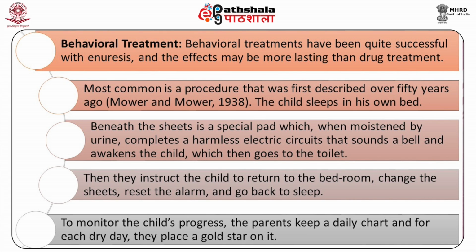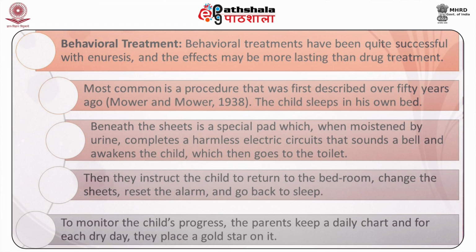The child sleeps in his own bed. Beneath the sheet is a special pad which, when moistened by urine, completes a harmless electrical circuit that sounds a bell and awakens the child, who then goes to the toilet. Then they instruct the child to return to the bedroom, change the sheets, reset the alarm, and go to sleep. To monitor the child's progress, the parents keep a daily chart, and for each dry day, they place a gold star on it. Usually within 3 to 8 weeks of treatment, the child no longer wets the bed.